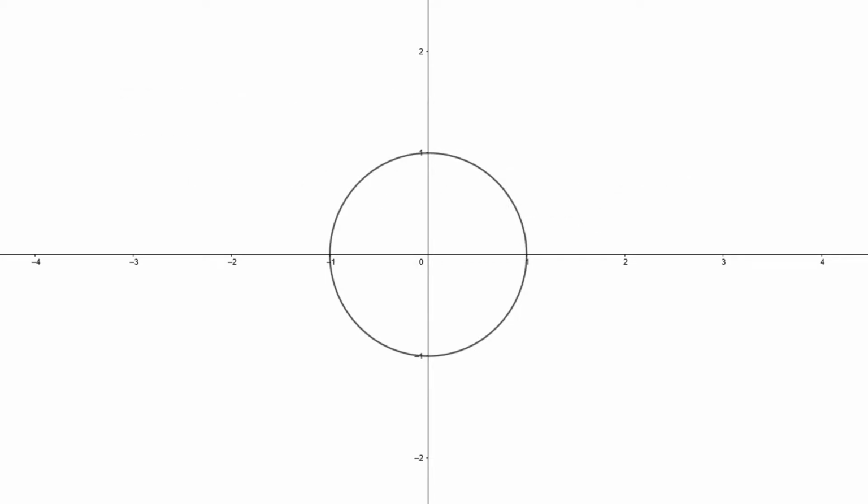Consider a circle of radius 1. Let's pop a point on that circle and join that point by a straight line to the origin. This defines the angle between the positive x-axis and that straight line.